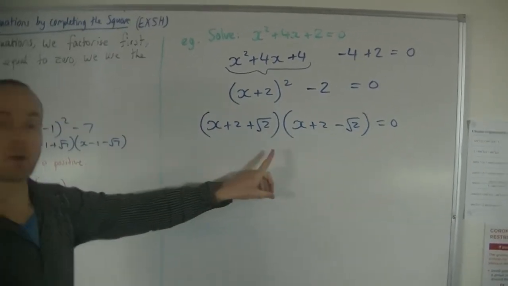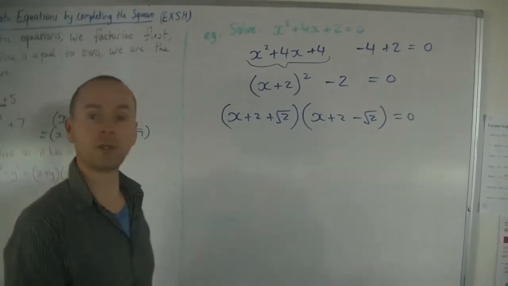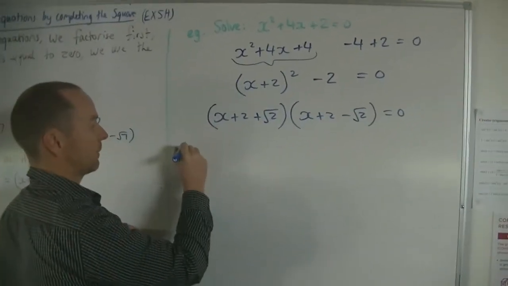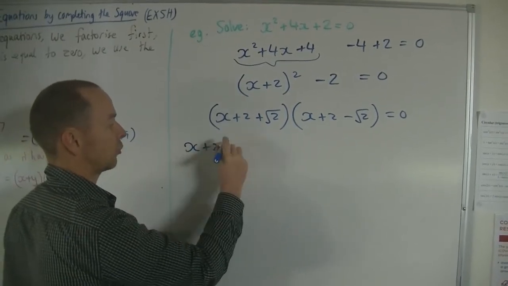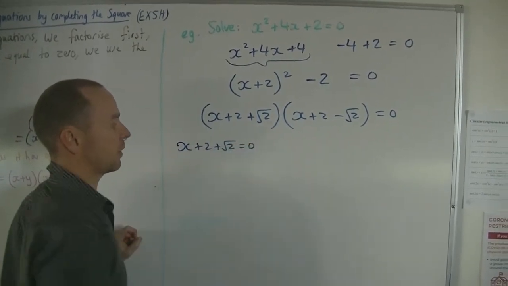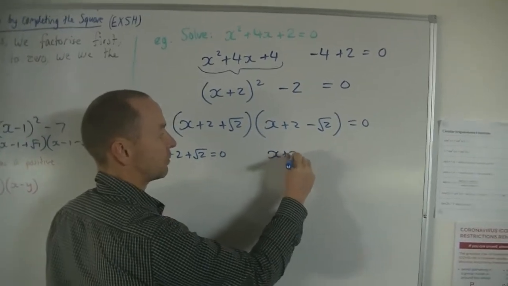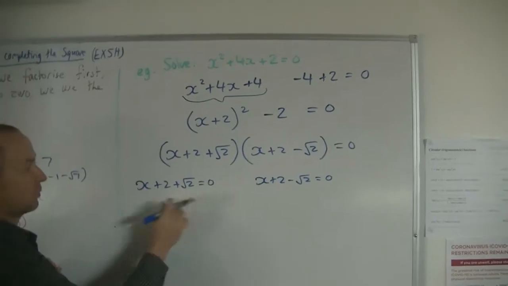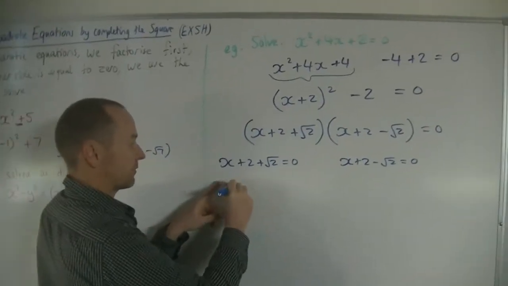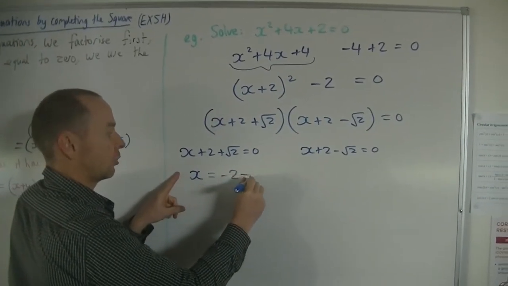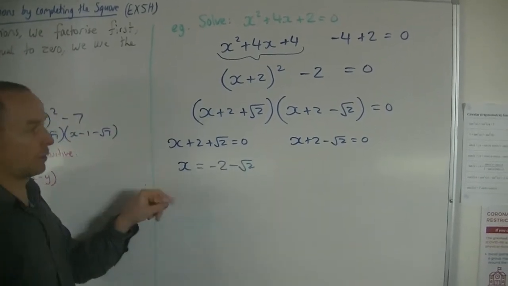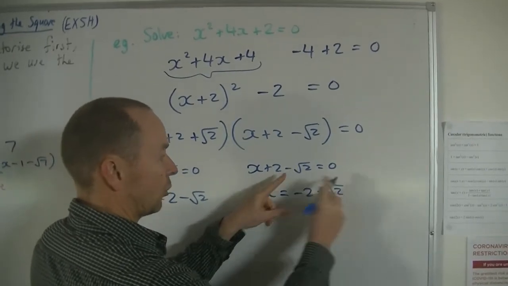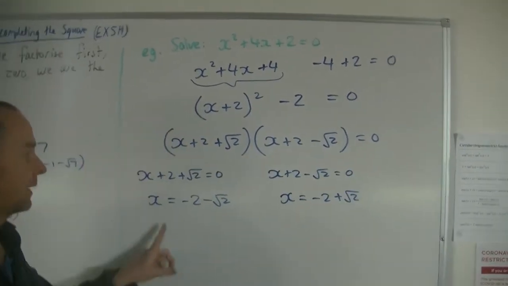Excellent. Now we've got our two brackets multiplied together equals 0, we can use the null factor law. So each of these brackets separately equals 0. So I'm going to write it out separately. x plus 2 plus root 2 is equal to 0, and this bracket, x plus 2 minus root 2 is equal to 0. All I've done is let each bracket equal 0. Now I'm going to get both of those to the other side, and I get x equals negative 2 minus root 2, and this one is x equals negative 2 plus root 2, because I've got both of them to the other side. And there's our answer.